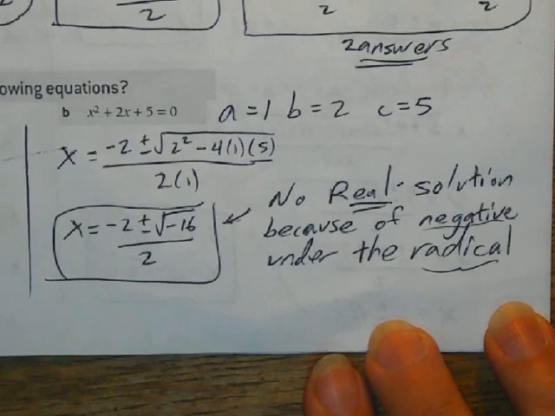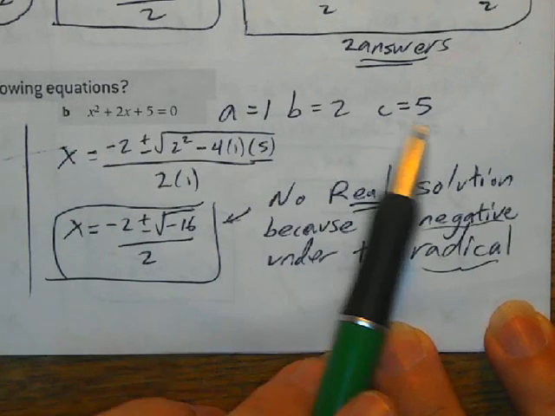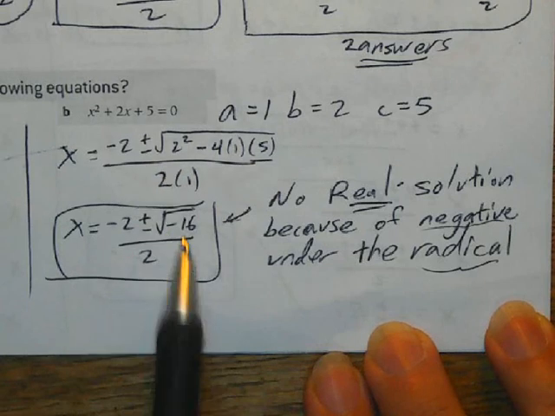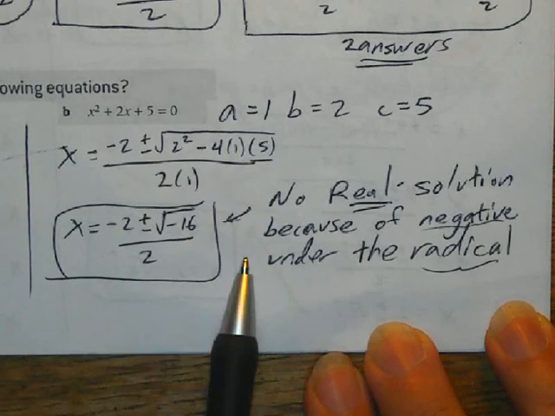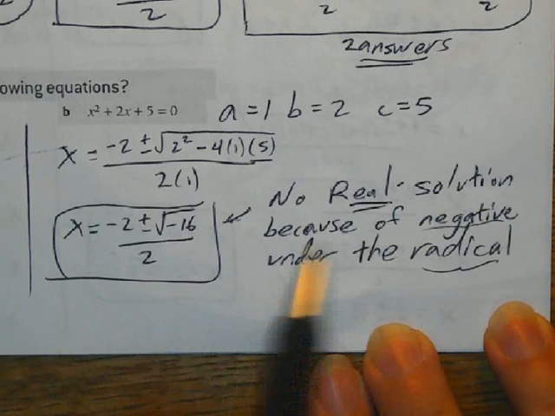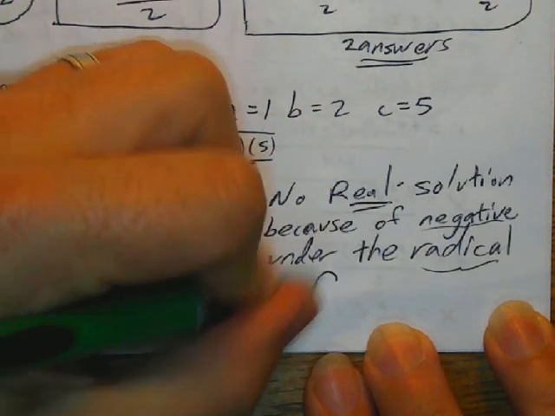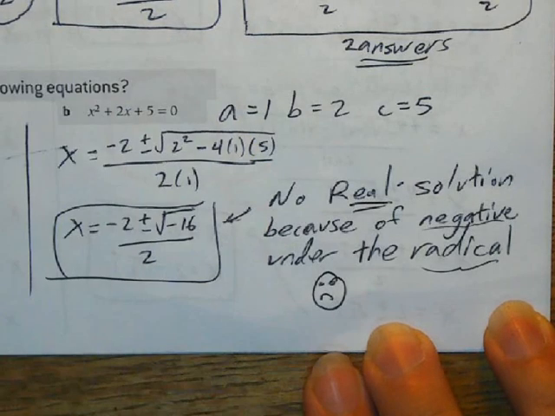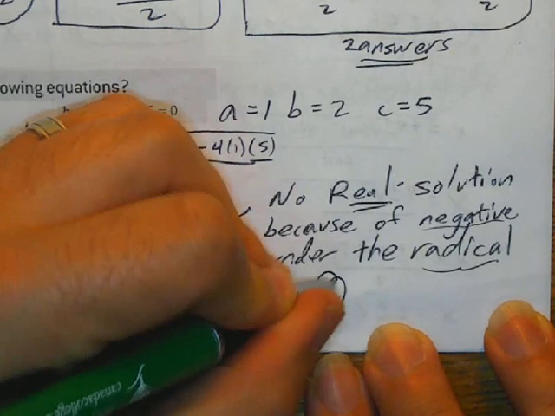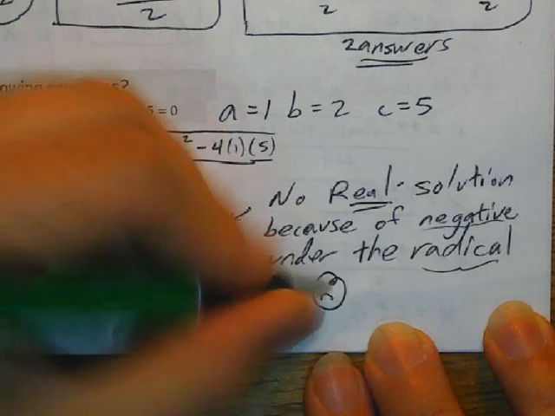Okay, and our last one, like I said, if you need to go back, you can hit pause. Plug it all in. We end up with a negative number under the radical. We're going to talk about that in just a second. So there were no real solutions because there was a negative under the radical. Boo-hoo. But we're going to use our imagination and figure out how to solve this.